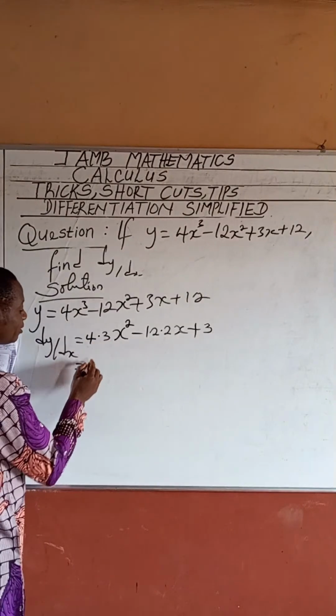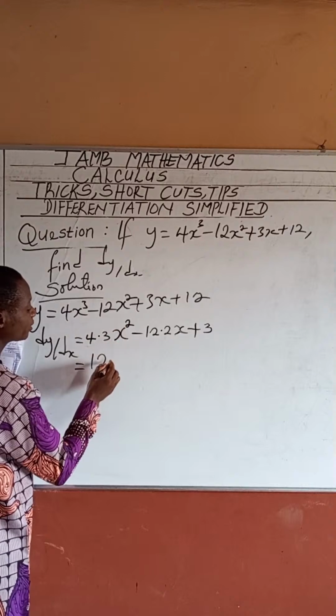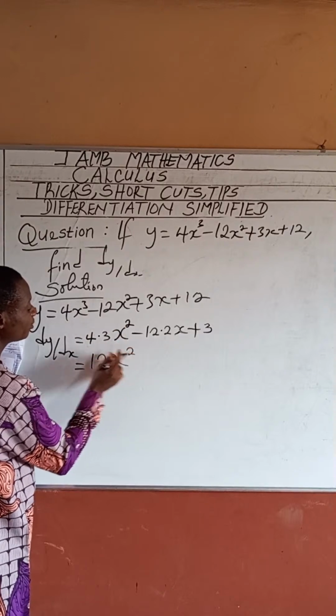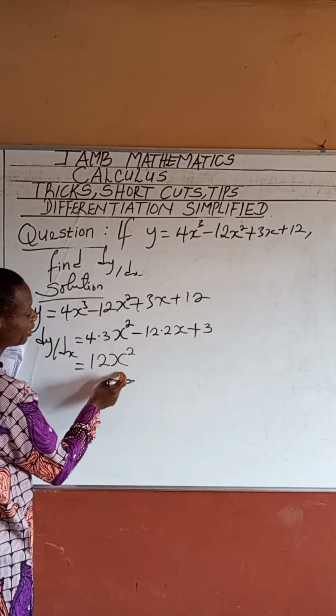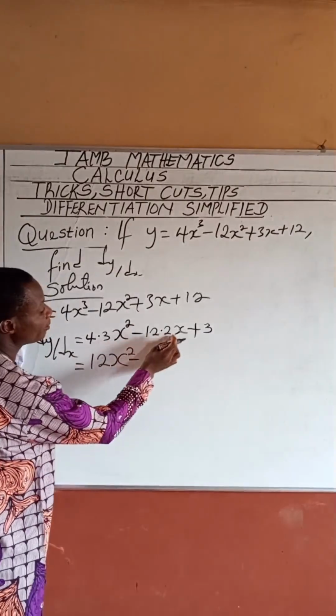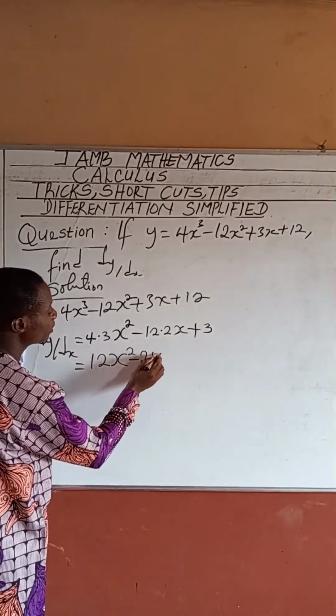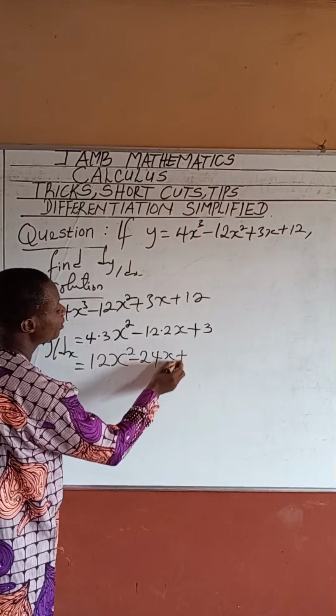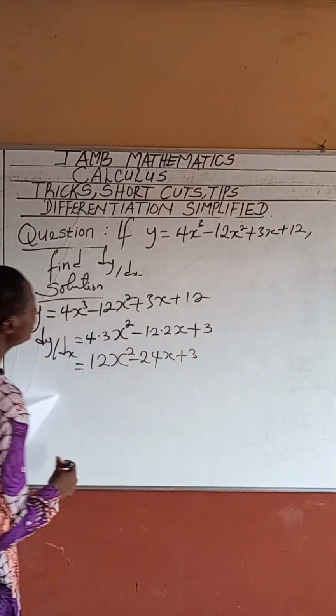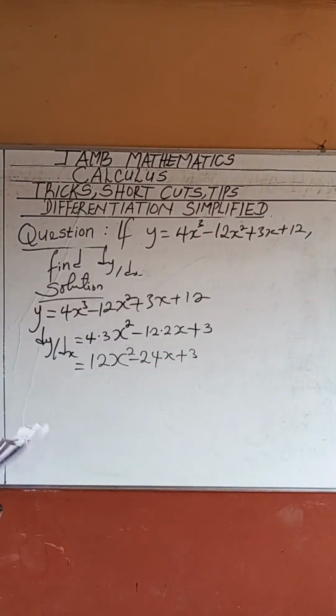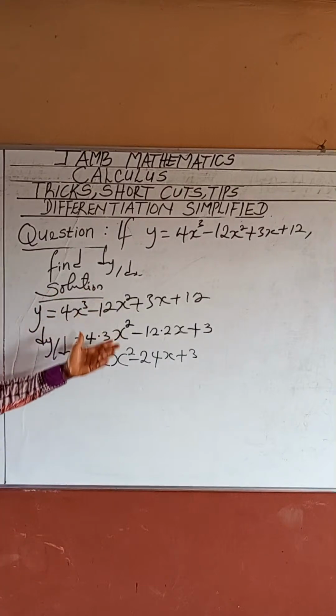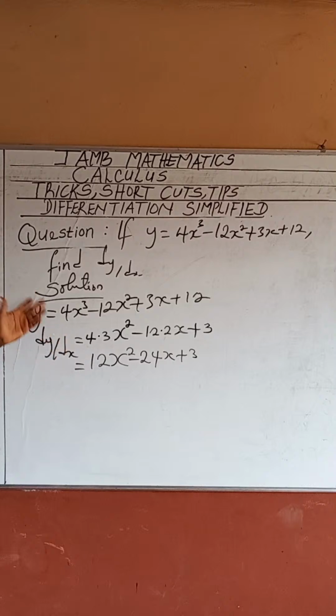4 times 3 is simply 12 x squared. Then minus 12 times 2 is 24x, plus 3. This is called differentiation of algebraic functions. Not trigonometry. We'll handle trigonometry later, but we are looking at the simple differentiation of algebraic functions.